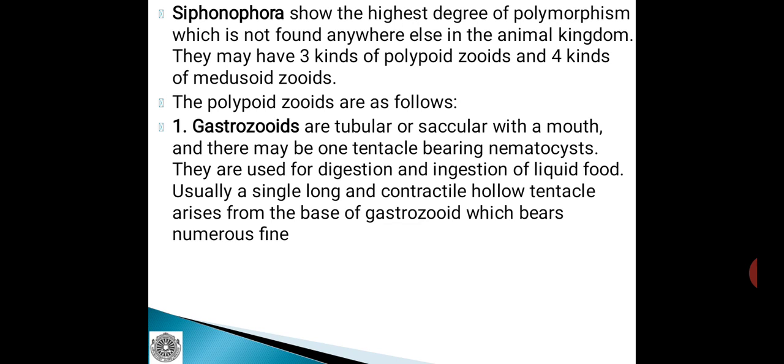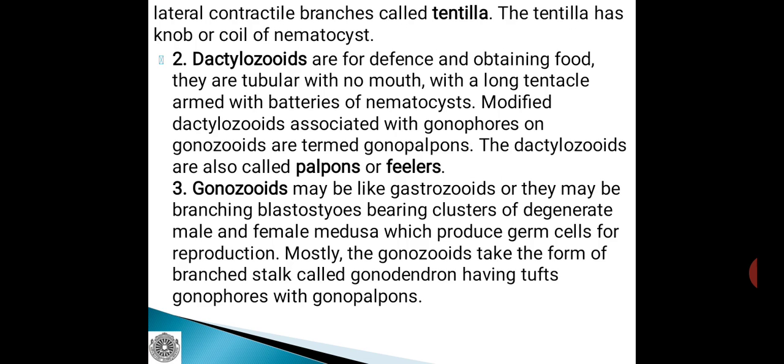Usually, a single long and contractile hollow tentacle arises from the base of the gastrozooid, which bears numerous fine lateral contractile branches called tentilla. The tentilla has a knob or coil of nematocysts. Second type of zooid, dactylozooids. These are for defense and obtaining food. They are tubular with no mouth but with a long tentacle armed with batteries of nematocysts.